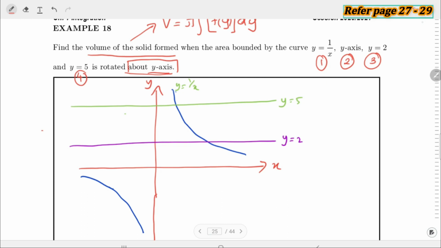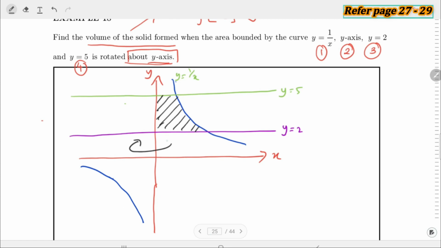Now we look at where the region is located. It must be bounded by all the colors, by blue, by green, by purple, and the red one, which is here. This is the shaded region. This shaded region will be rotated about the y-axis, not at the other place. So it will be rotated here. Just imagine how the volume will be formed.